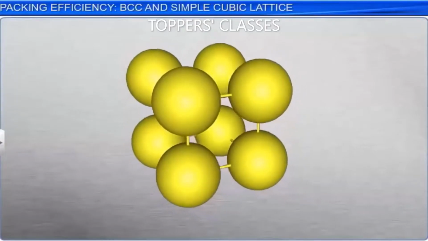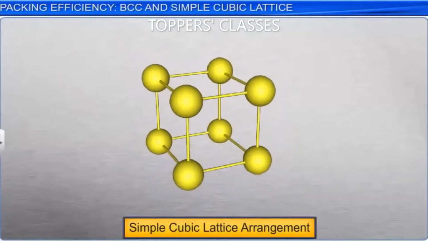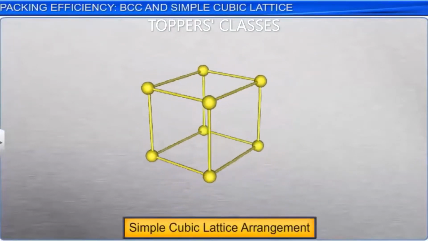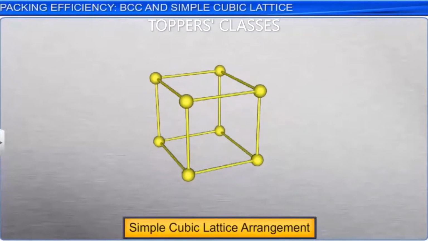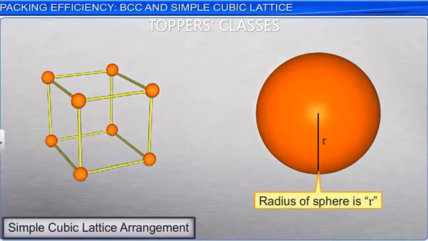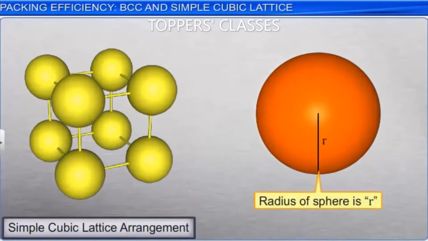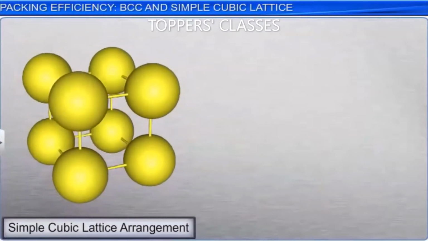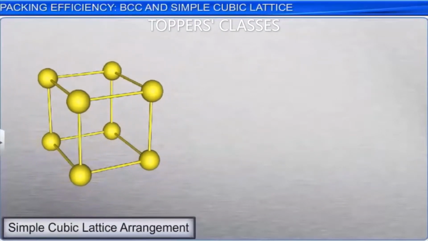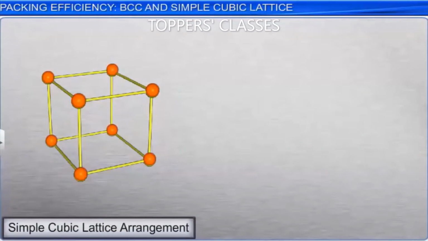Now let us study the simple cubic lattice arrangement. In this arrangement, the particles are present only at the corner lattice points of a unit cell. Each unit cell has 8 spheres with radius r. The edge length of a unit cell is a equal to 2r. All these 8 spheres are present at the corners of a unit cell, as shown here.